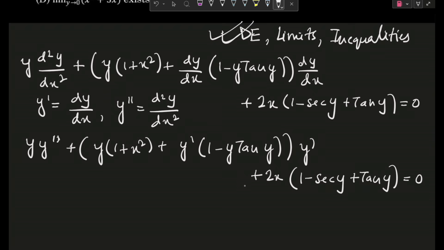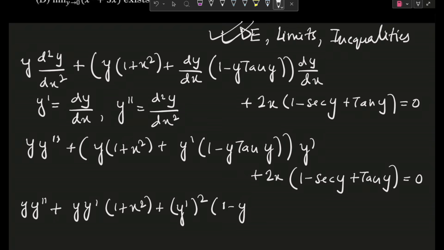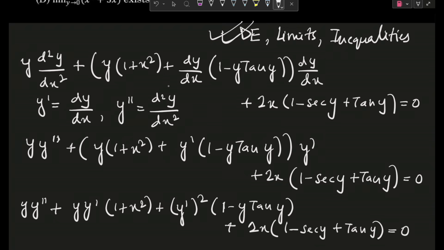So let's do one thing. Let's break open this bracket and all. So this will come out to be y y double dash plus y y dash 1 plus x square plus y dash whole square, 1 minus y tan y. At the moment things might seem a little bit boring, but all this is necessary, because the next step I am going to do, you will be shocked. Plus 2x times 1 minus secant y plus tan y equals 0. Guys, I have no space in this particular page here, so I am changing the page and writing.